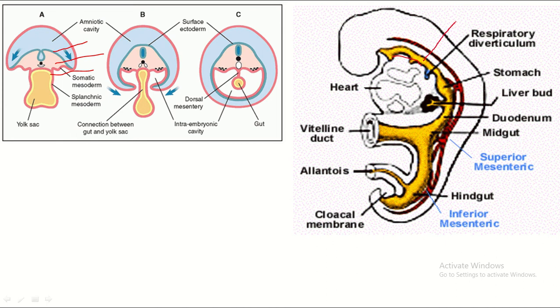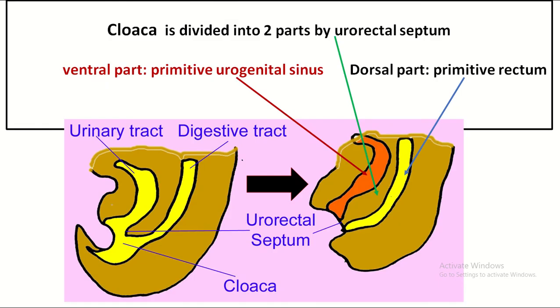This is the primitive gut. This is the foregut, this is the midgut, and this is the hindgut, and the portion of the hindgut caudal to the attachment of the allantois is known as the cloaca. The cloaca is divided into two parts by the urorectal septum. This is the urorectal septum, and it produces two parts: the ventral primitive urogenital sinus and the dorsal primitive rectum.